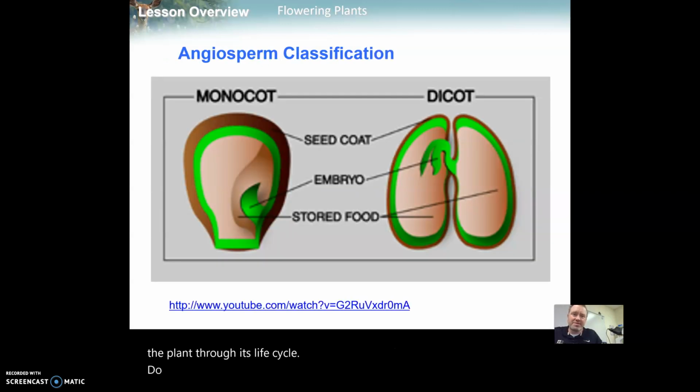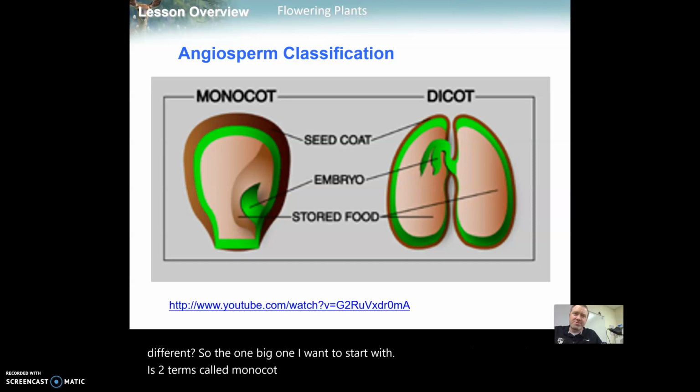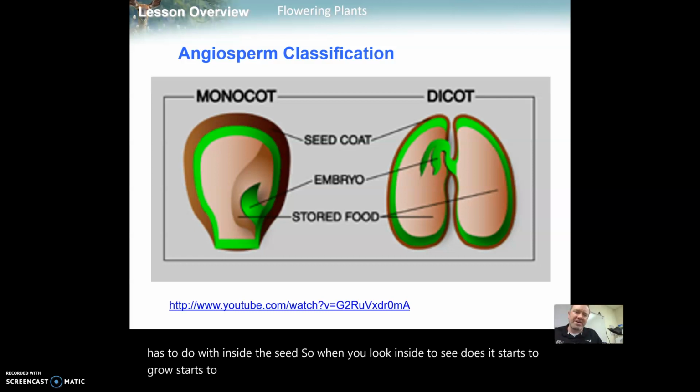Today we want to talk about what makes different angiosperms or flowering plants different. So the one big one I want to start with is two terms called monocot and dicot. So all flowering plants fall into one of these two categories, monocot and dicot. And the terms come from mono, which is one, and di, which is two. And it has to do with inside the seed. When you look inside a seed as it starts to grow, starts to germinate, you're going to find that the plant starts with one leaf inside the embryo, or two leaves inside the embryo.